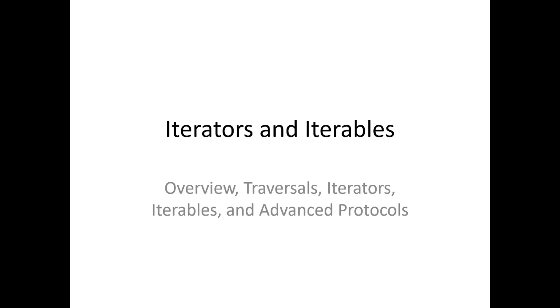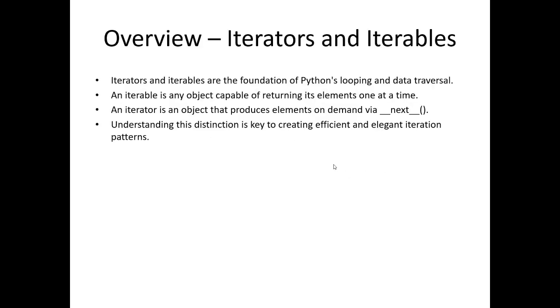An iterable is an object capable of returning its elements one by one, like lists, tuples, and strings. An iterator is the object that actually produces those elements, typically using the dunder next method. This distinction is fundamental. Iterables provide data sources and iterators consume them lazily. Understanding this allows us to build clean, efficient iteration patterns.